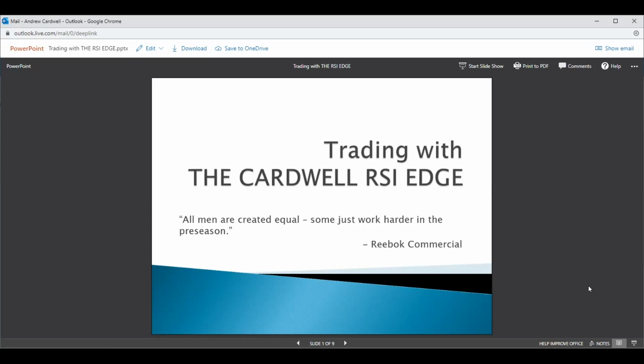I had everyone from brand new traders to technical analysts to brokerage firms to money managers. And even when my basic was over, they said, I've learned more in 2 days with you than I've learned about RSI in 10 years. This first one, Trading with the Edge. All men created equal. Some just work harder in the preseason. My preseason was 10 years.